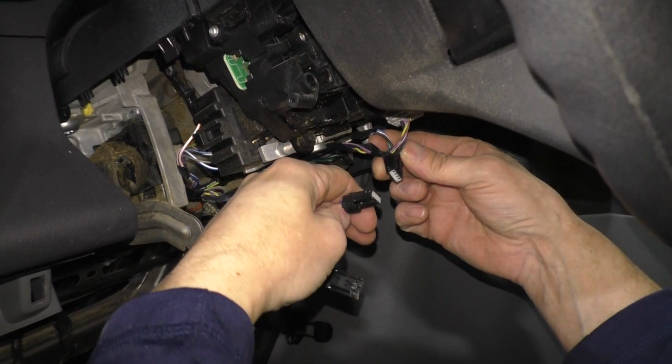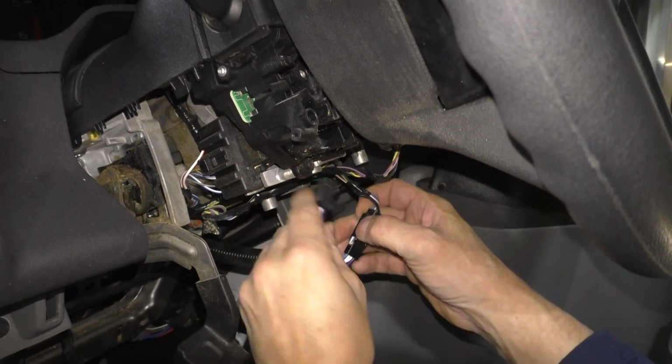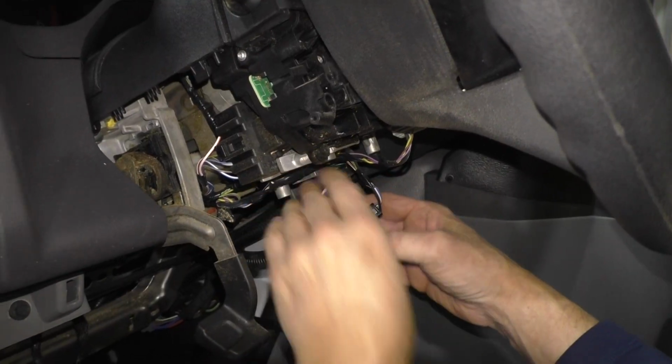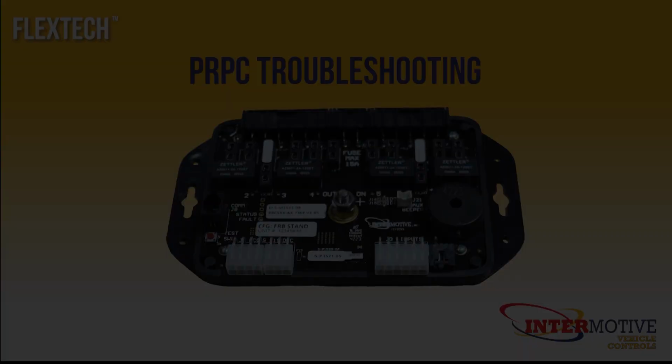If you're having any issues with the shift lock function not locking in park or not unlocking when it should, check the shift lock harness connections at the shift lock solenoid. The PRPC sends 12 volts to lock the shifter in park.